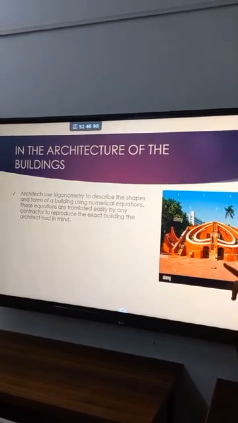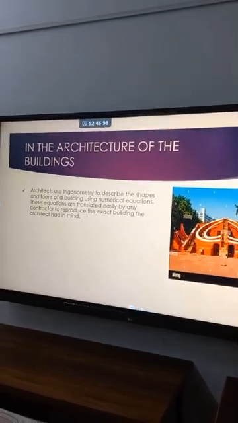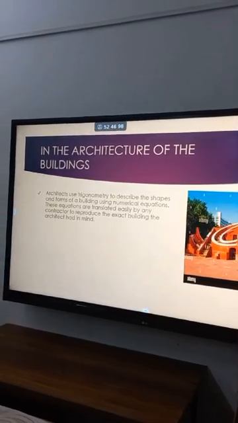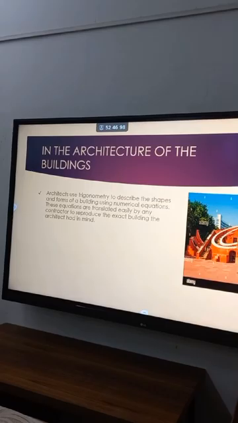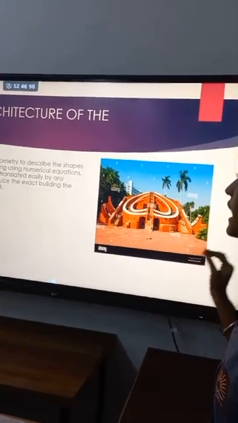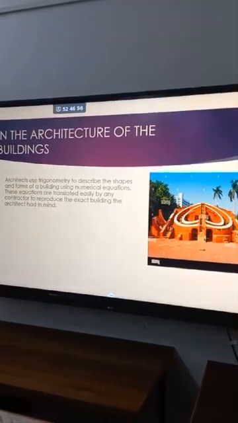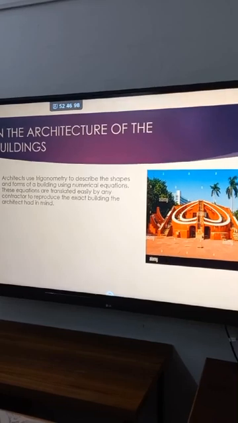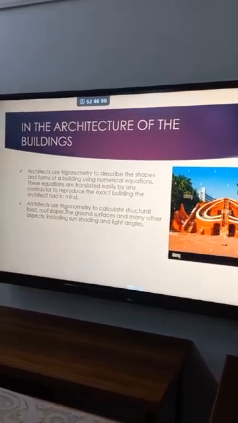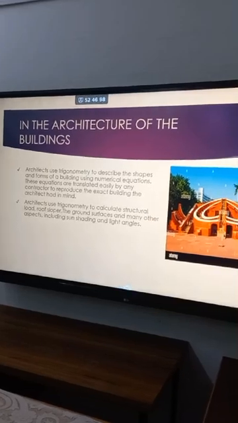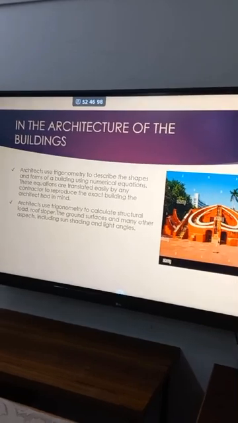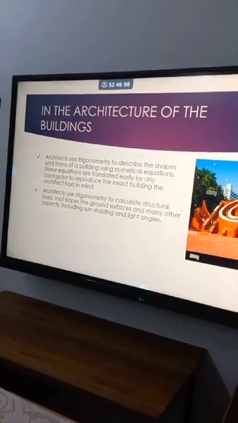Trigonometry is also used in the architecture of buildings. Architects use trigonometry to describe the shapes and forms of a building using numerical equations. These equations are translated easily by any contractor to reproduce the exact building the architect had in his mind. Architects use trigonometry to calculate structural load, roof slope, the ground surface, and many other aspects including sun shading and light angles.